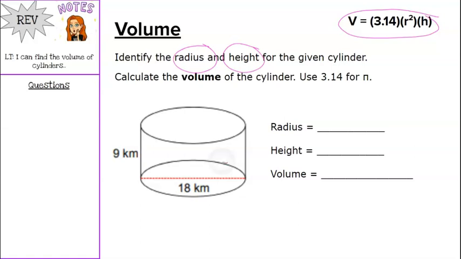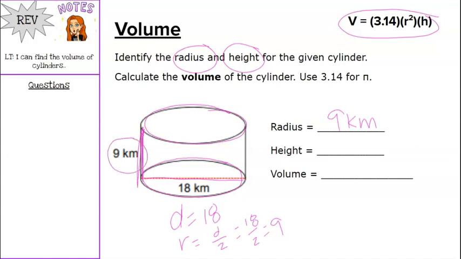Your radius is always on the circle. So if we look on the circle, we're given not our radius, we're given our diameter. So we know our diameter is 18. And remember, our radius is half of our diameter, our diameter divided by 2. So our radius would be 18 divided by 2, which is 9. So our radius is 9 kilometers. And then our height, that height is that distance between the two circles. So that distance between the two circles is also 9 kilometers.